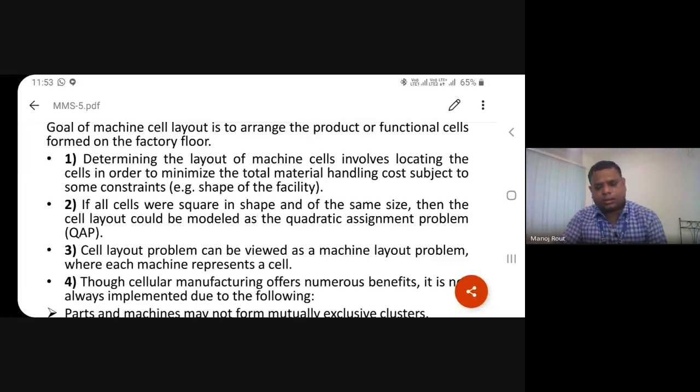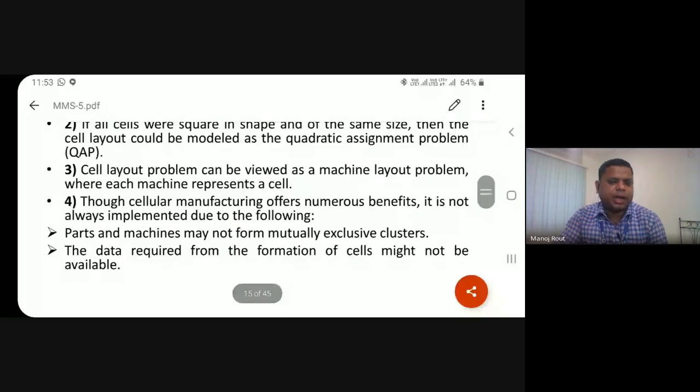So as far as good manufacturing practice, good assembly lines, and good product flow analysis and planning are concerned, these are very much essential. That is why the cell layout problem can be viewed as a machine layout problem where each machine represents a cell. The next part is that cellular manufacturing or group technology directly offers numerous benefits, but it is not always implemented due to the following reasons.